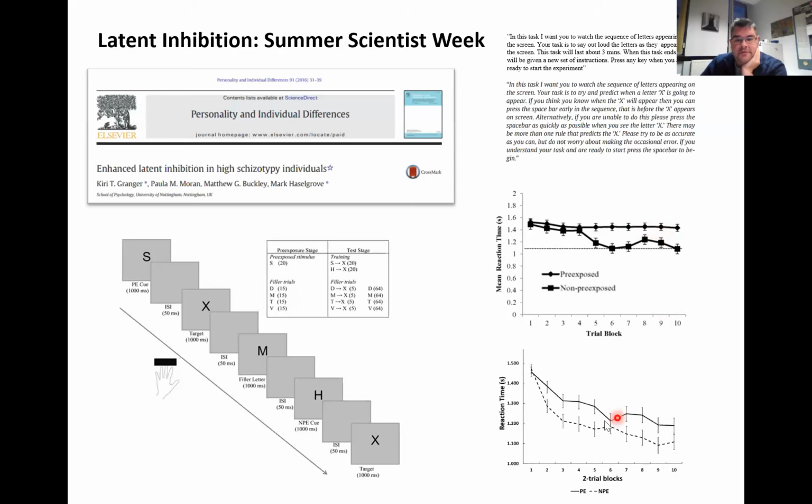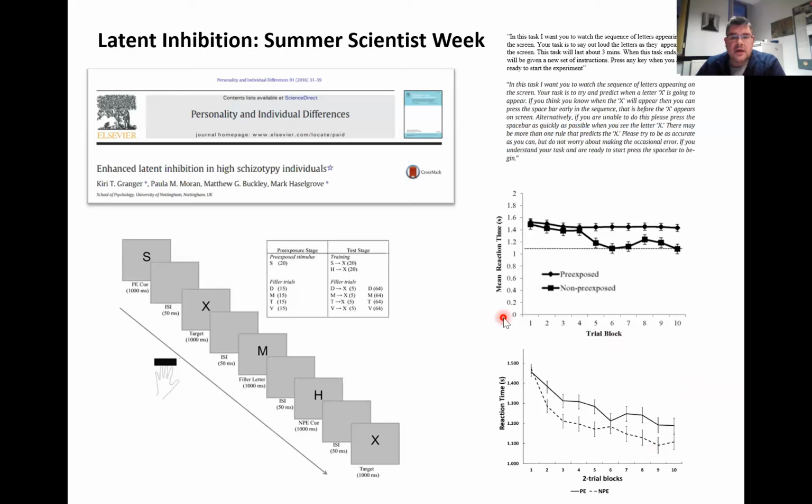Here's another example of exactly the same experiment, but it was done online. Now we see a reduction in response times to both the pre-exposed and the non-pre-exposed stimulus. The non-pre-exposed stimulus is shown with the dotted lines, and the pre-exposed stimulus is shown in the solid lines. And we can see what looks like a learning effect. We have no difference in response times at the outset of training, and a difference emerges over the 10 two-trial blocks. But this rate of learning seems to be more rapid to the novel stimulus relative to the familiar stimulus.